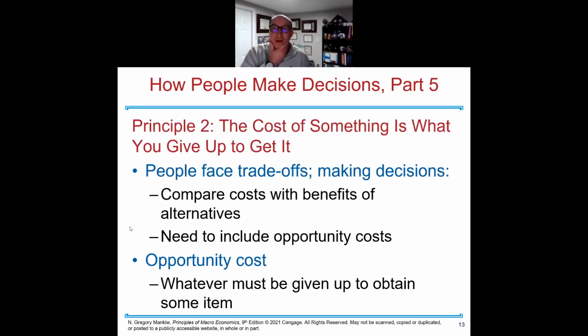That second principle we mentioned is what we call the opportunity cost. The opportunity cost is what you give up to obtain something else. So in this example of you, the student, being in the classroom with me for an hour, the trade-off is the hour of wages that you gave up to be here. Yeah, that's the opportunity cost.